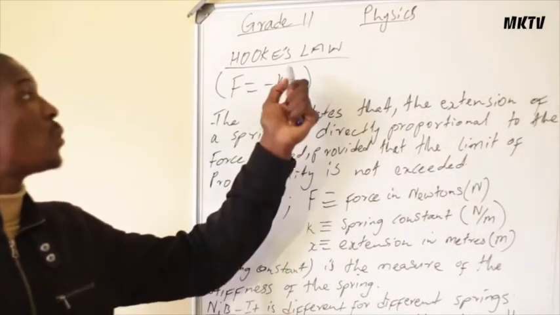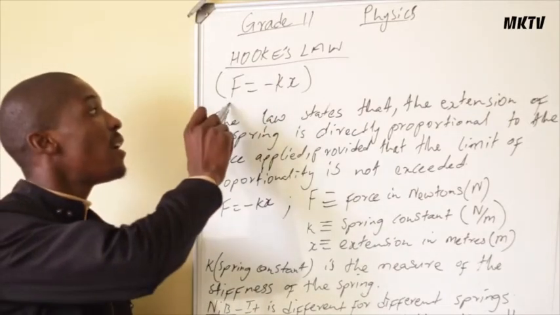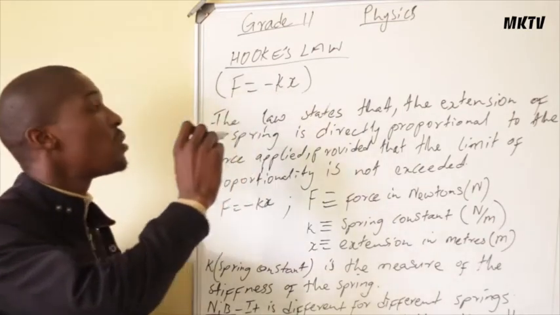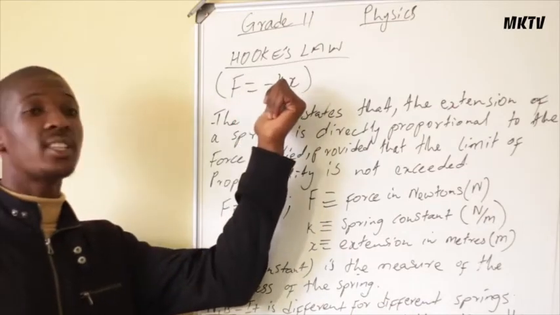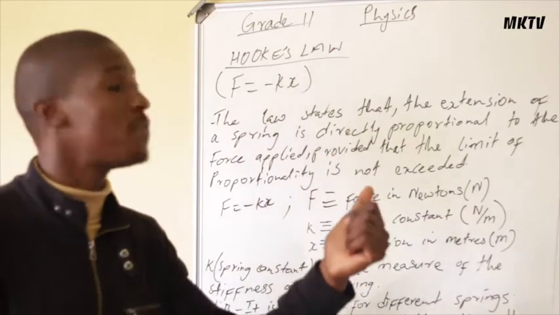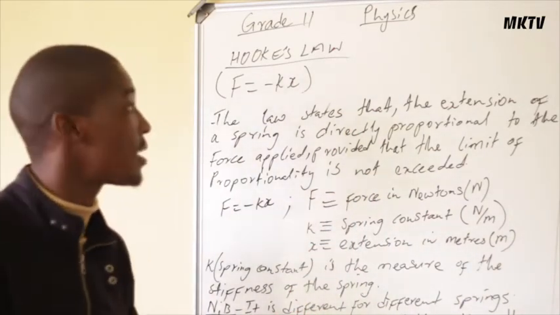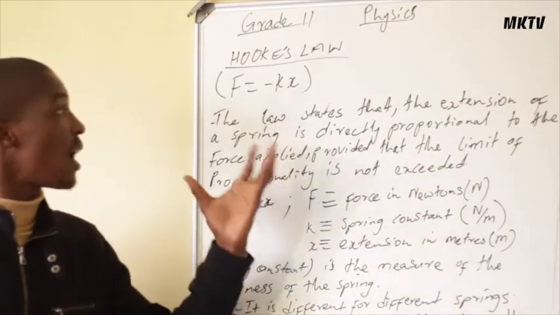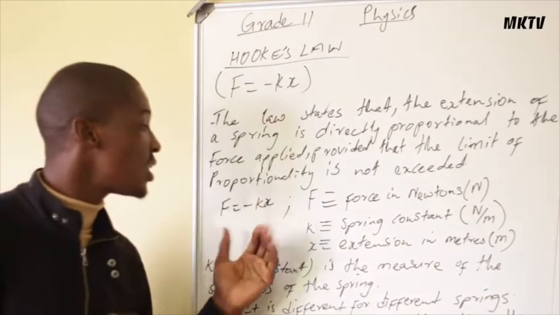So we have the equation here. The equation reads as follows. We have F equals negative kx. So one would ask, what does F stand for? The negative sign, the k and the x. But remember, in physics and mathematics we use variables to represent numbers. So let's explain our equation here. In the equation we have the F.